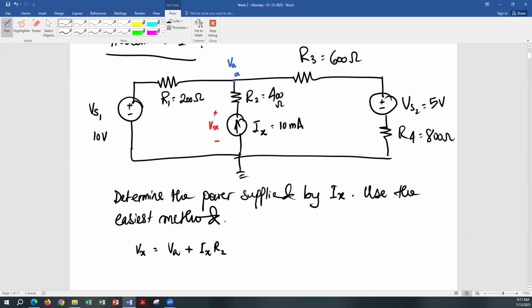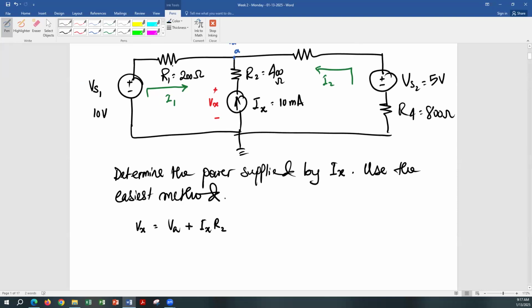To calculate Vx, we need to know Va. And to calculate Va, we are going to employ nodal analysis. And for nodal analysis, we assume a current. So let's say this current is I1, this current is I2, and of course we have Ix. So we're going to apply KCL at node A.